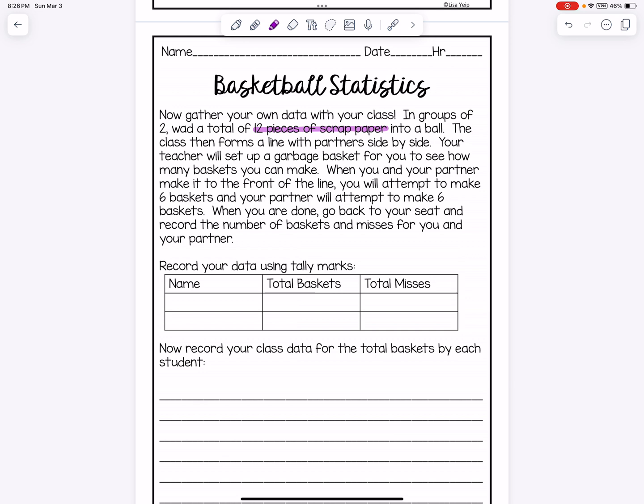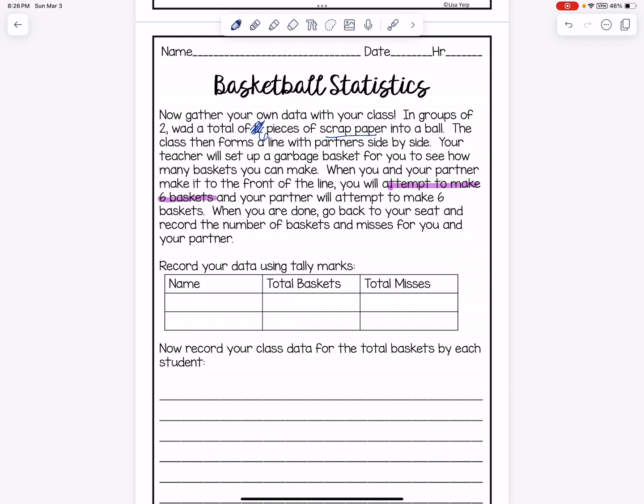And so we're going to see how many times you can make the shot, okay? Actually, I'm going to change that for you because that's sort of designed for partners. So if you're doing this by yourself at home, we're going to do 6 pieces of scrap paper, because, like it says here, you're going to attempt to make 6 baskets. And then we'll go ahead and record that.